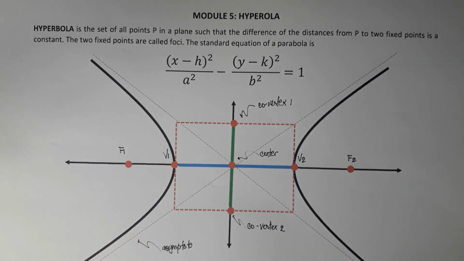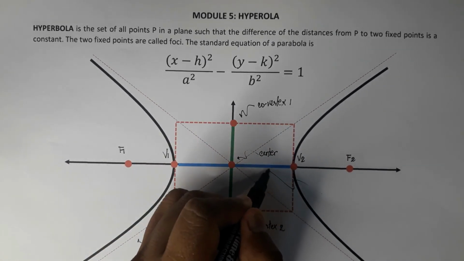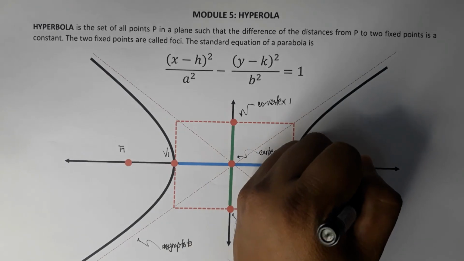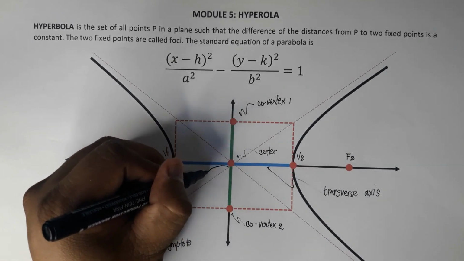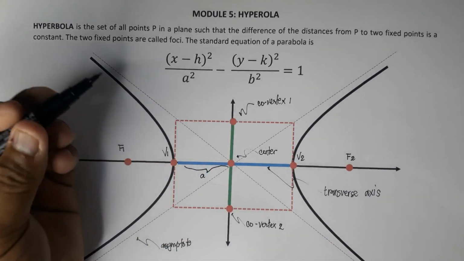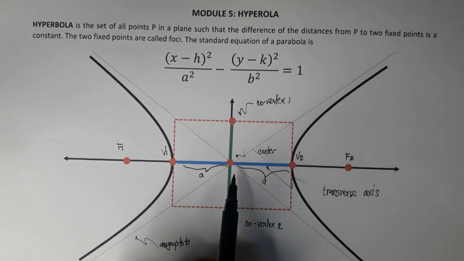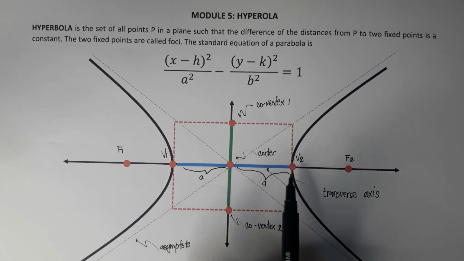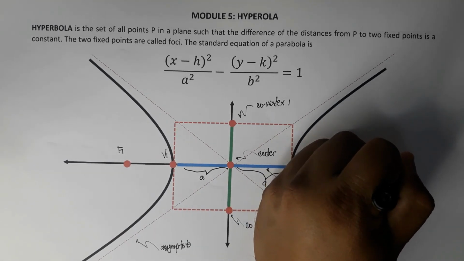Next is what we call the transverse axis. This blue line is the transverse axis, and this length is actually the value of A. This is the A, and this is also A. The distance from the center to one of the vertices is A, which is the same distance from the center to the other vertex of our hyperbola, so the length of our transverse axis is equal to 2A.